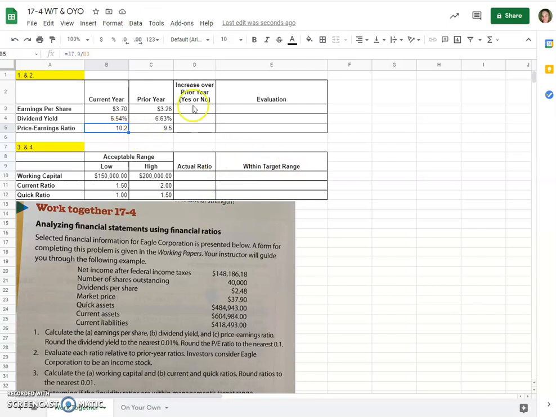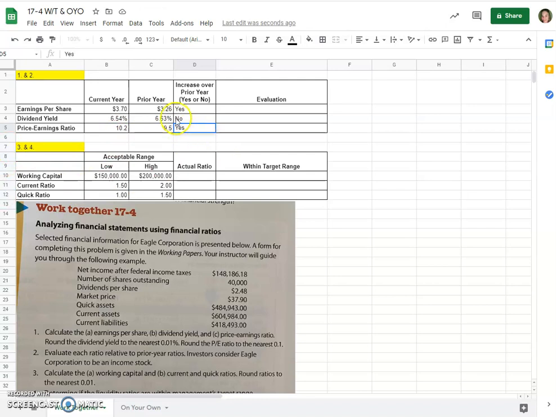So, is it an increase over the prior year? Earnings per share, $3.70 compared to $3.26? Yes. Dividend yield, 6.54% compared to 6.63%? No, it's not an increase. And the price earnings ratio, 10.2 is greater than 9.5, so yes.